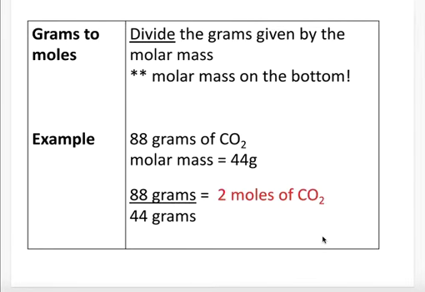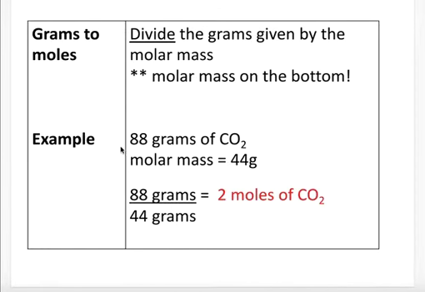Now, if I want to go from grams to moles, let's say that I'm given a number of grams, and then eventually I'm going to need to transfer that back into moles so I can balance a chemical equation, perhaps. I'm going to do the opposite. So I'm going to divide the grams given by the molar mass. Please note that when you do this, molar mass always goes on the bottom, right? It's always the denominator. So when you're dividing, make sure you're dividing the correct way.